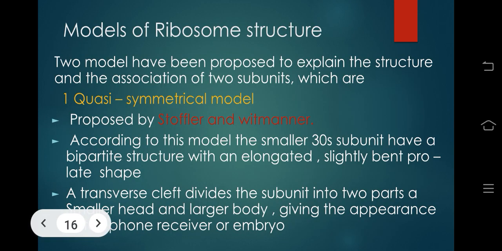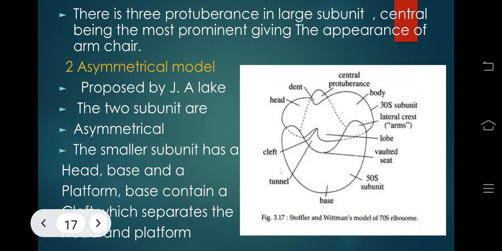Models of ribosome structure. Two models have been proposed to explain the structure and the association of the 2 subunits. The first is the quasi-symmetrical model proposed by Stoffler and Wittmann. According to this model, the smaller 30S subunit has a bipartite structure with an elongated, slightly bent prolate shape. A transverse cleft divides the subunit into 2 parts, a smaller head and larger body, giving the appearance of a telephone receiver or embryo. And there are 3 protuberances in the large subunit, the central being the most prominent, giving the appearance of an armchair.